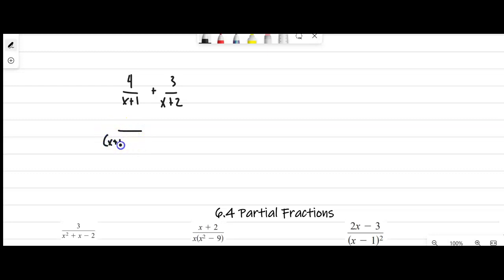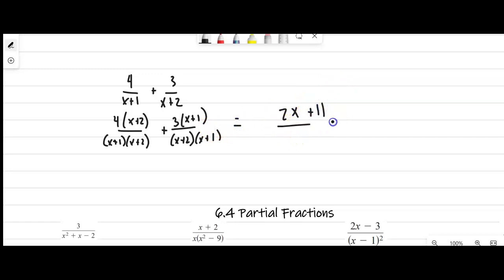Well, in order to do that, we had to get the common denominator, rewrite our fractions, and in the end, we would get an answer like 7x plus 11 over x plus 2 times x plus 1. For example, that's what we would do.